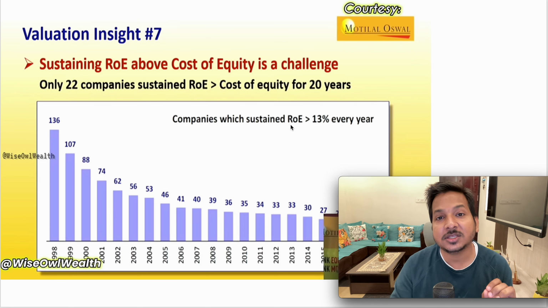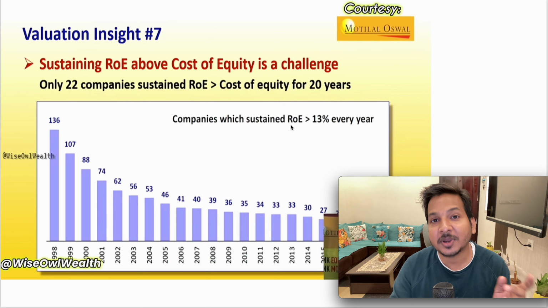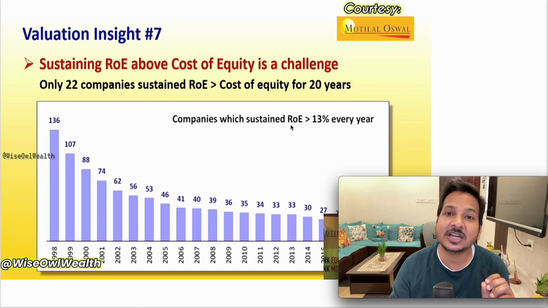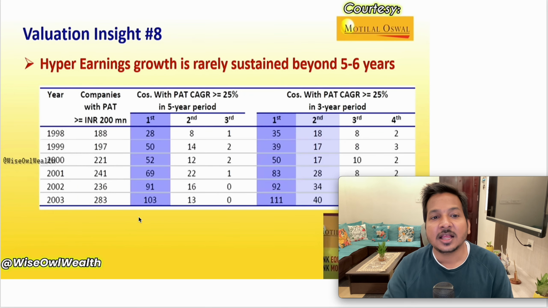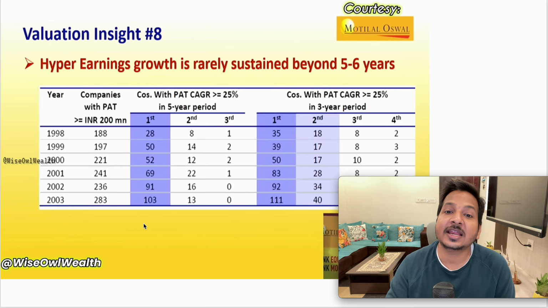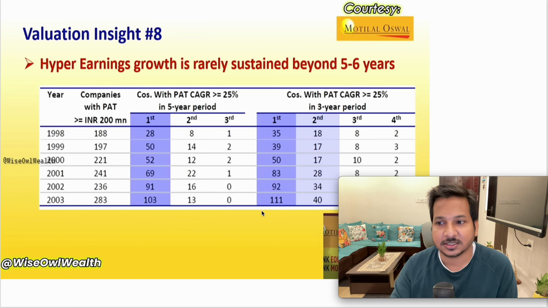So your company should be in capable hands, or it should be sufficiently managed by such people who can maintain high ROE for more than 5-10 years. So that company will generate the wealth. Okay, next learning. Next learning is that hyper earning growth is rarely sustained beyond 5-6 years.